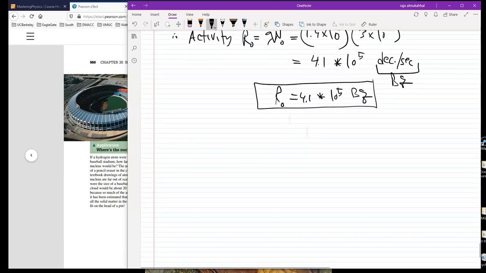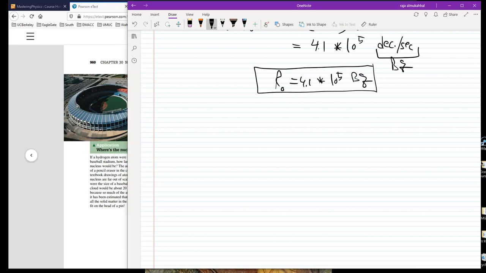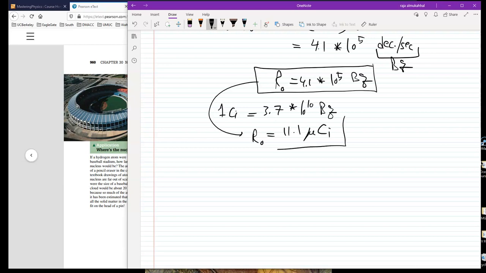Now, what if I want to do it in Curie? We know that 1 Curie is equal to 3.7 times 10 to the 10 becquerels. So therefore, R naught, when you do the conversion, turns out to be 11.1 microcurie. Please convince yourself that this is the correct result. Next example.